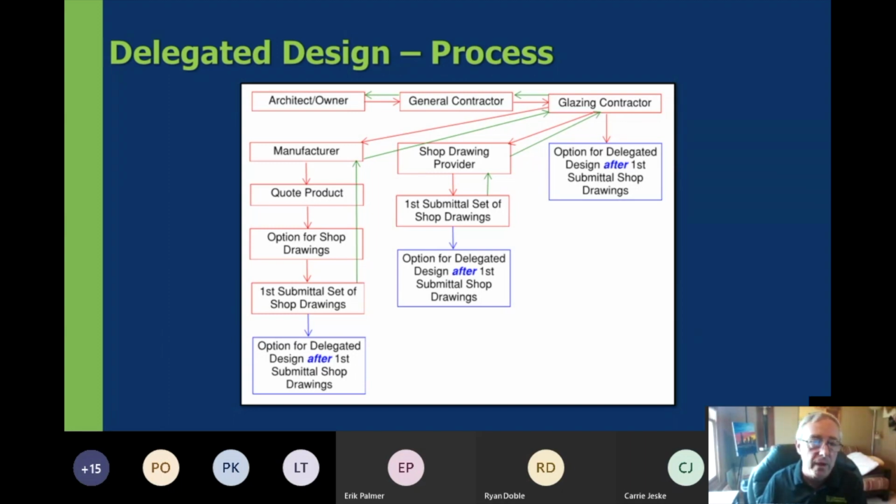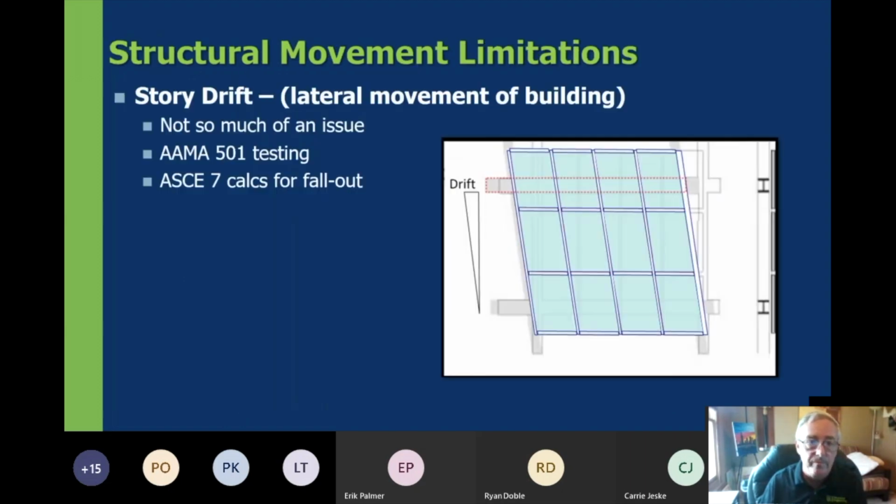But ultimately, my point here is, if the architect or the GC does not ask for those calculations in the first set of submittals, oftentimes it could get overlooked. And in a lot of cases that I've known in the past, it has been overlooked.